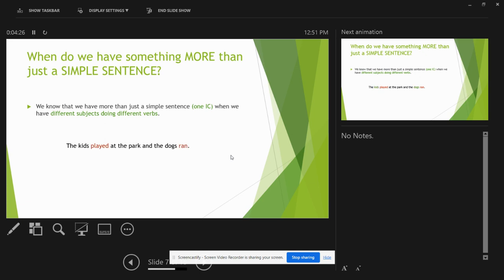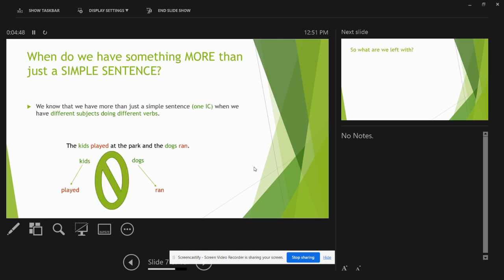Okay, played and ran, they're still our verbs. And our subjects are still kids and dogs. But now when we do the visual, we get something just a little bit different. The way this is worded, okay, look at how the change happens. Who played? Kids played. That's it. Who ran? Dogs ran. That's it. There's no crossover. All right?